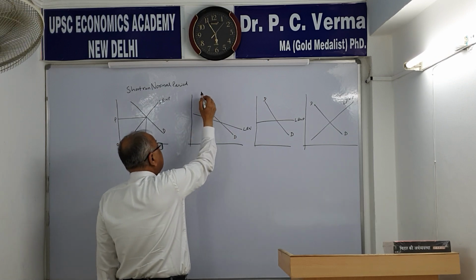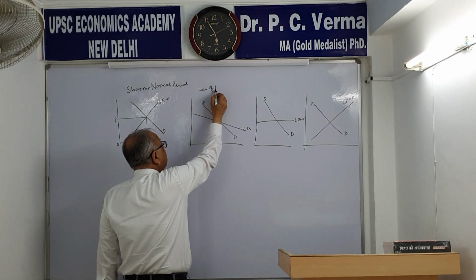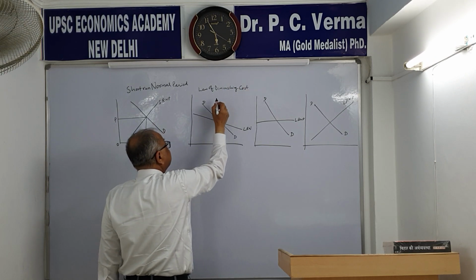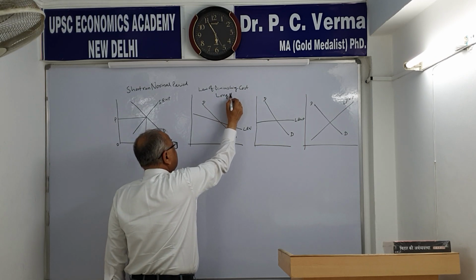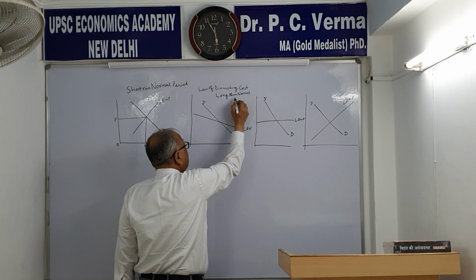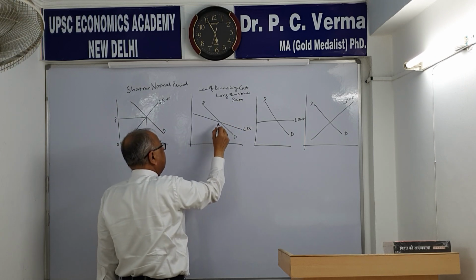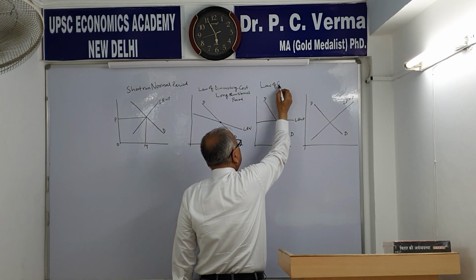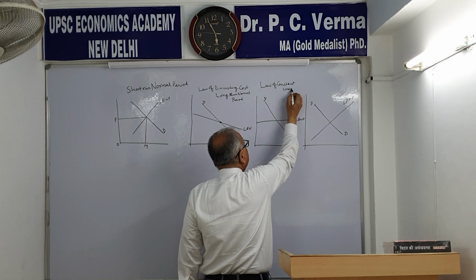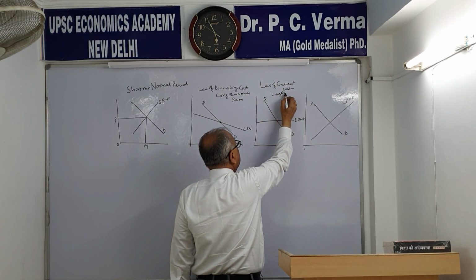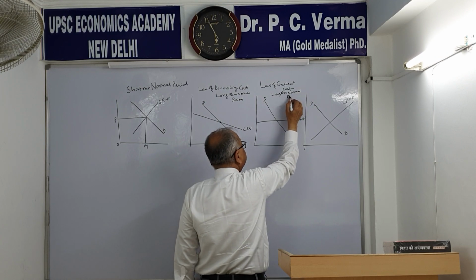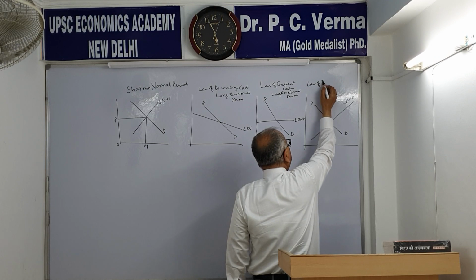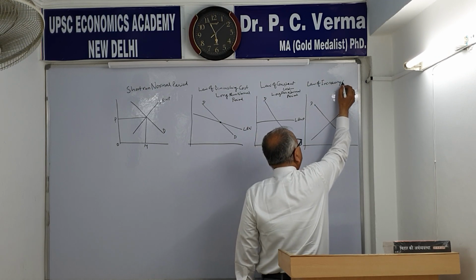Then this is the law of diminishing cost. Long run normal period. This is the law of constant cost. Long run normal period. This is the upward sloping law of increasing cost.